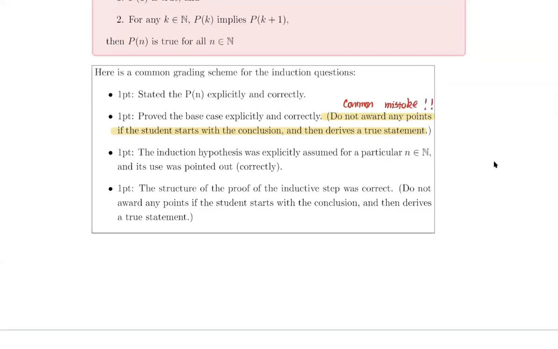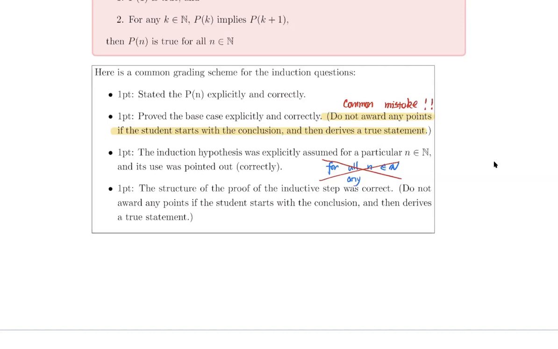The third point is given for your inductive hypothesis. Your inductive hypothesis needs to be explicitly assumed for a particular n in the natural numbers. So if you wrote something like for all n in the natural numbers or for any n in the natural numbers, you don't get the mark. Those are wrong. Also, whenever you use your inductive hypothesis, you need to point it out correctly. Whenever you use it, you need to put in a bracket that says by inductive hypothesis or by IH.